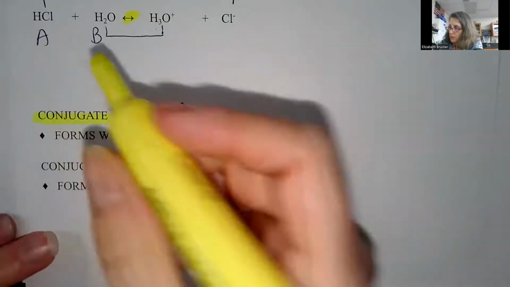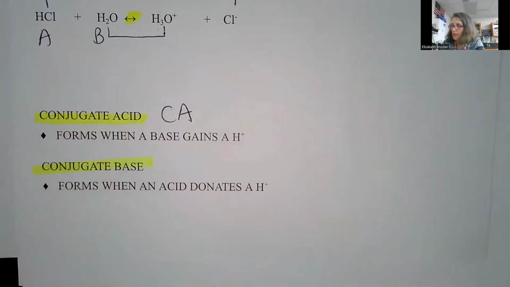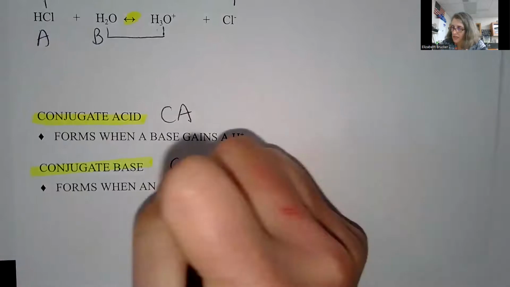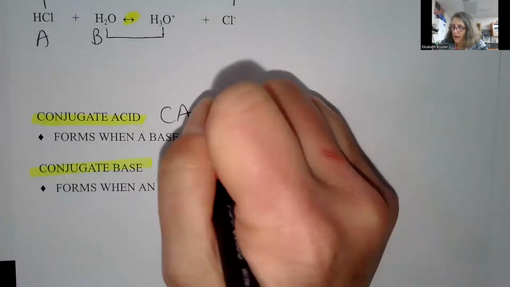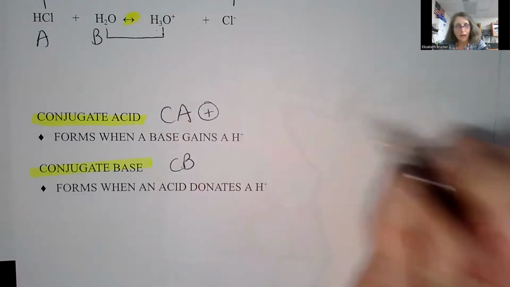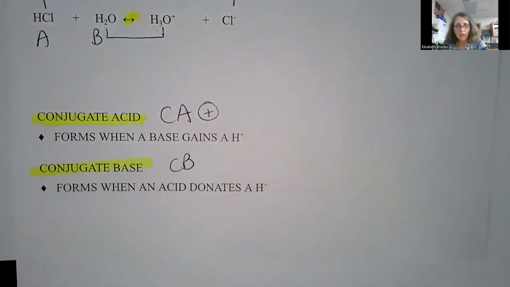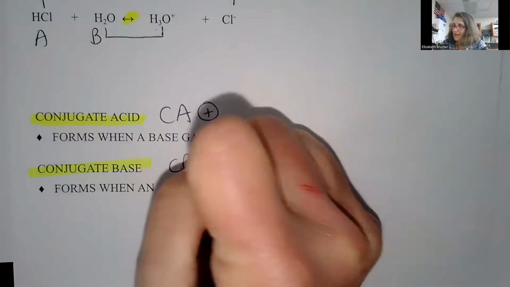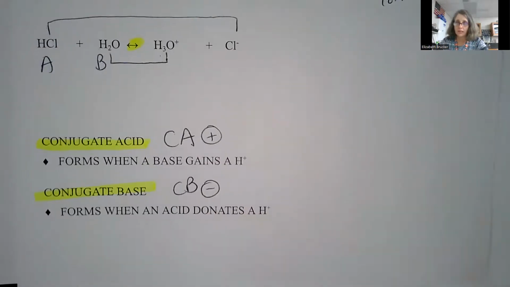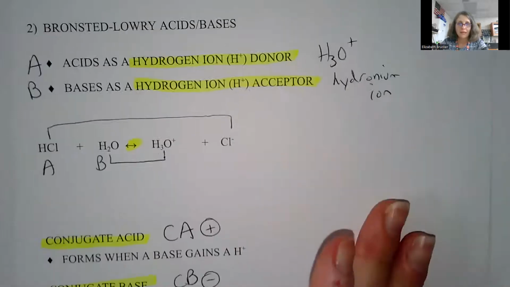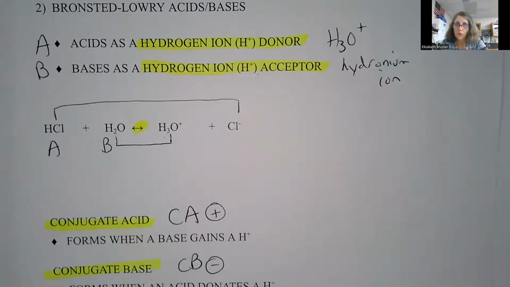Conjugate base is formed when an acid has donated an H plus. This is a CB, okay? Generally speaking, conjugate acids have a positive charge because they have gained an H plus. Conjugate bases tend to be negative, not always, but tend to be negative because they have lost an H plus. So that would make it, again, neutral.